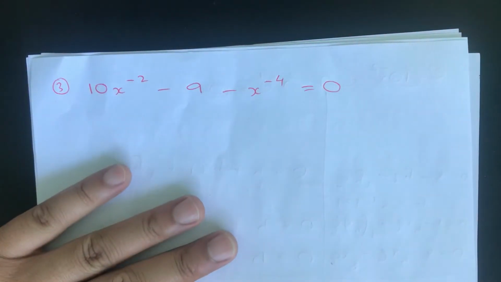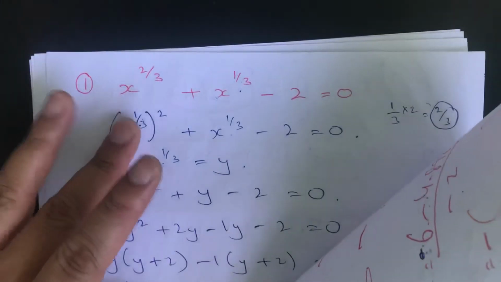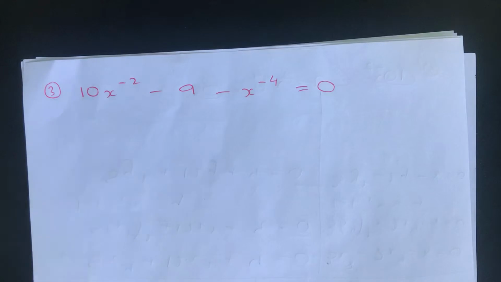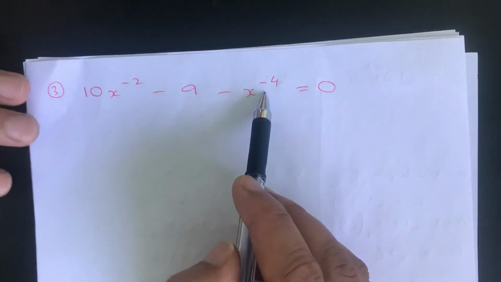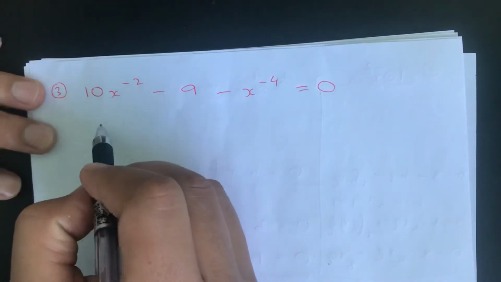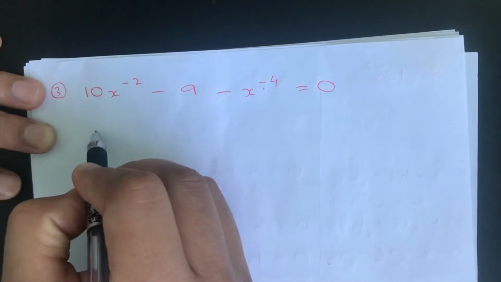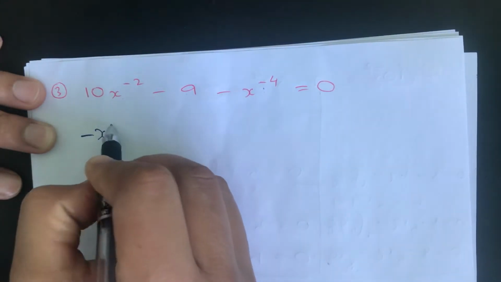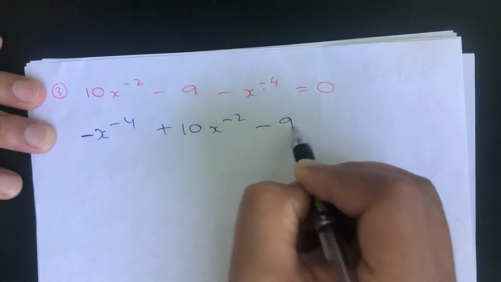So over here also, if you watch carefully, when you put them in a normal order, the highest power always has to be in the front. So if you look over here now, I have to put this one in the front because it has the highest power, and then the second highest, and then the number. So the highest power: minus x to the power of minus 4 plus 10 x to the power of minus 2 minus 9 is equal to 0.